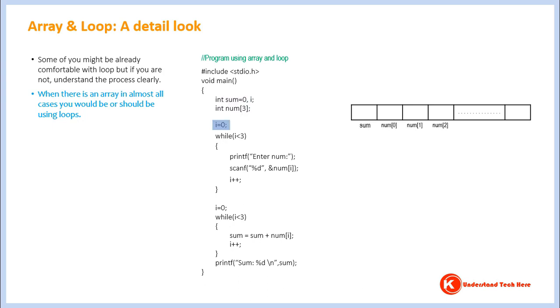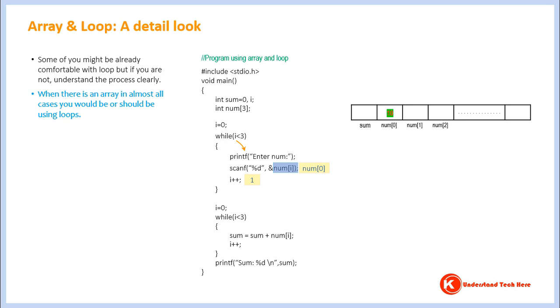Now i is equal to 0, while i less than 3 means 0 less than 3. Yes, 0 less than 3 condition is true. Computer enters inside loop. We are asked to enter number. Let's say we entered 10. We say 10 is in num[i]. num[i] means num[0] in this case. So 10 is in num[0]. But actually 10 is in location whose name is num[0] as shown in the diagram. The value of i increases to 1.